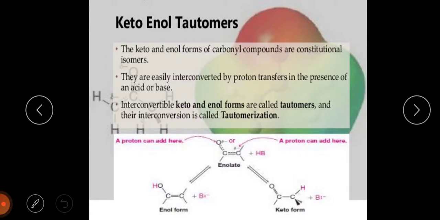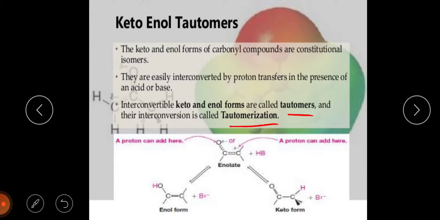The next is keto-enol tautomers. The keto and enol forms of carbonyl compounds are constitutional isomers. They are easily interconverted by proton transfer in the presence of an acid or a base. The interconvertible keto and enol forms are called tautomers, and their interconversion is known as tautomerization.